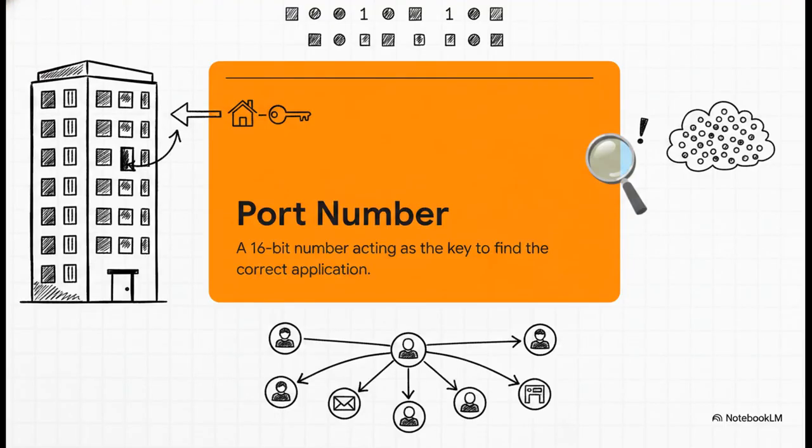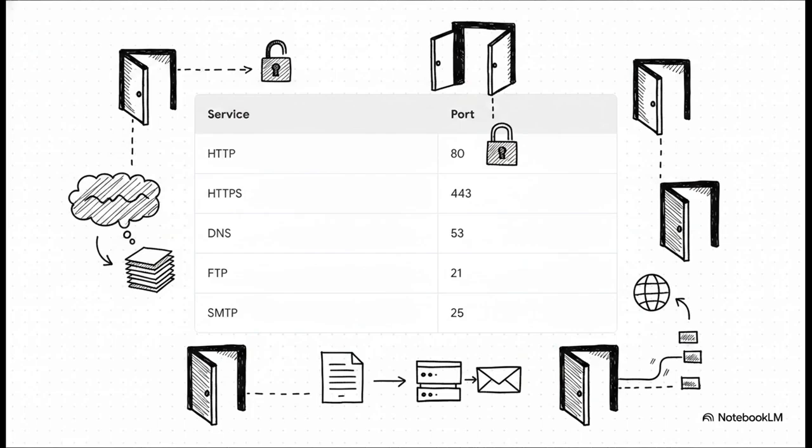Moving to Section 5, ports and applications. We know these protocols deliver data to the right device, but how exactly do they label the specific applications? Well, that's where ports come into play. A port number is a 16-bit number that acts as the specific key to find the correct application on a device. It's kind of like an apartment number in a massive building. The IP address gets the data to the building itself, but the port number tells the data exactly which apartment door to knock on. And since it's a 16-bit value, you actually have a maximum of 65,535 possible ports on your device. Pretty wild, right?